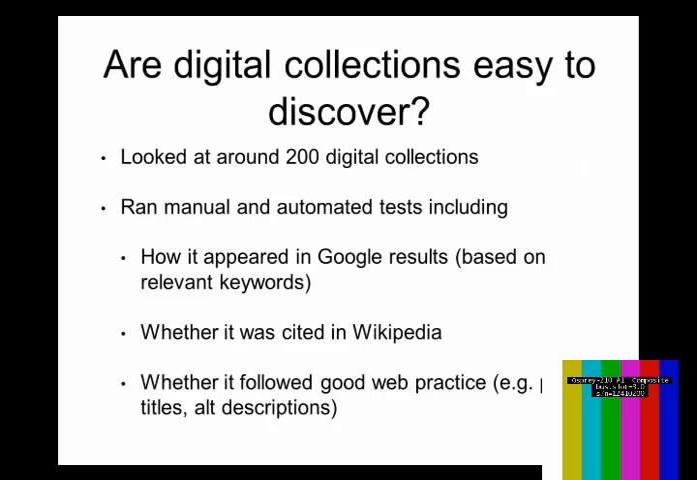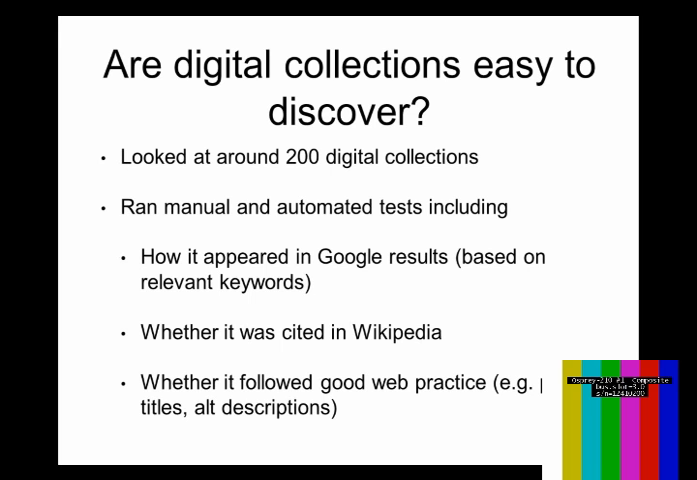We looked at around 200 digital collections that have been created through projects over the last 8 years. We ran a series of manual and automated tests looking at things like how did the collection and items in the collection appear in Google results, finding relevant keywords, did the items or the collections appear in the top 10 Google results for relevant keywords or by a direct title search, citations in Wikipedia, other references in Wikipedia, looking at good web practice, you know, have the pages got unique and descriptive page titles, do they use alt descriptions on images.